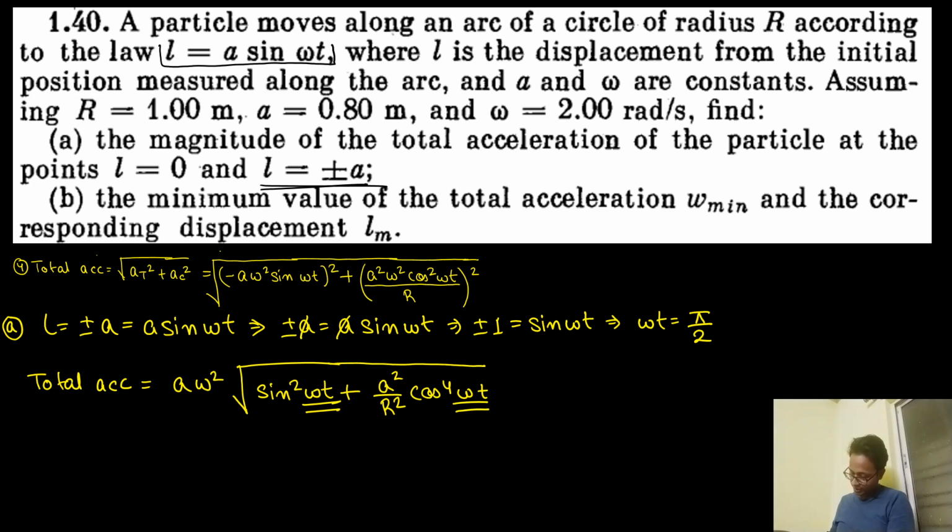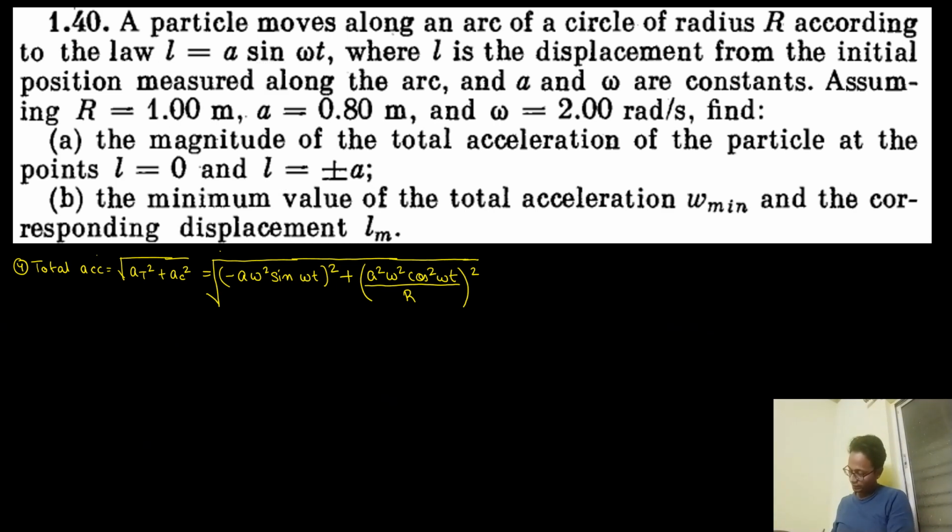So total acceleration is equal to a omega square. What is sine square pi by 2? It is nothing but 1. What is cos square pi by 2? It is nothing but 0. And 0 to the power 4 is nothing but 0. So total acceleration is equal to a omega square.